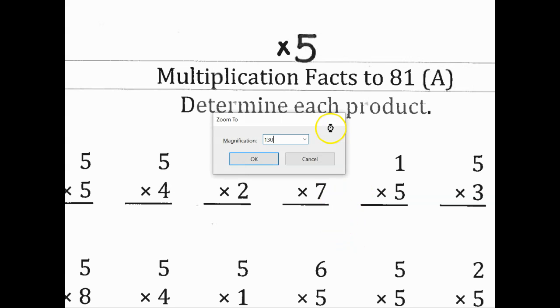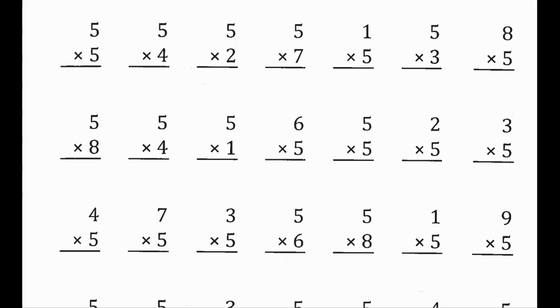Let's see. This is better. Okay, when I'm multiplying by 5s, I could do the array, right? Like this. I could do this 5 times 5. I can go 1, 2, 3, 4, 5. It'll take me forever, but I could do that. That's an array. 5 times 5, 25. I could do that part. Or I could do this.